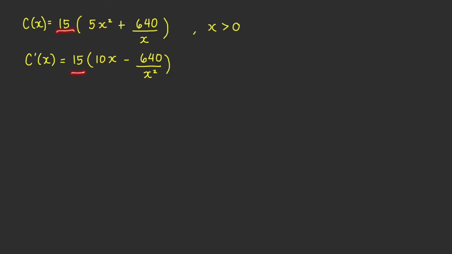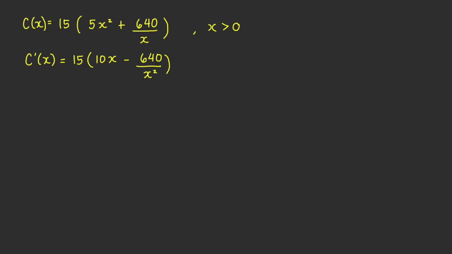We just copy the constant, and the derivative of this expression is 10x. And then just think of this one as moving the x here as x raised to negative 1 so that you can easily take its derivative. So the derivative of this one will be negative 640 x raised to negative 2. And you may write that as 640 over x squared. Now, C prime doesn't exist only when x is equal to 0, but x equals 0 is not part of our domain, so therefore that can't be a critical number of C.